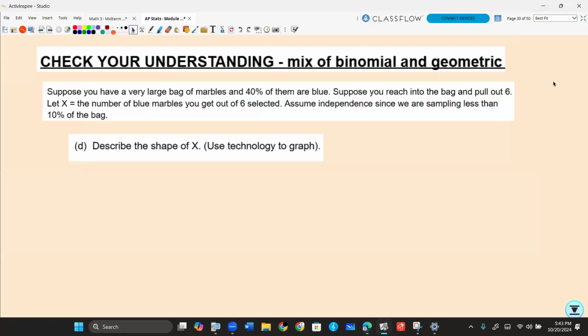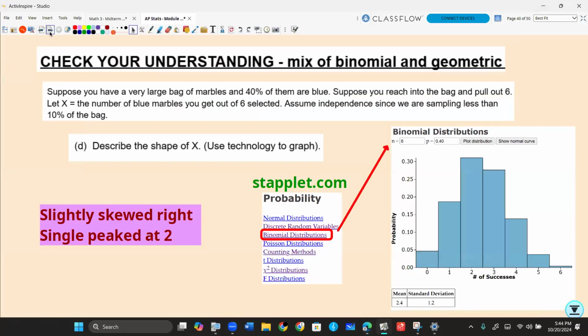So what we would say in this case is it would be slightly skewed to the right. It looks like it's peaked at 2. Not all binomials are skewed right, but in this case, it's a little bit skewed to the right.